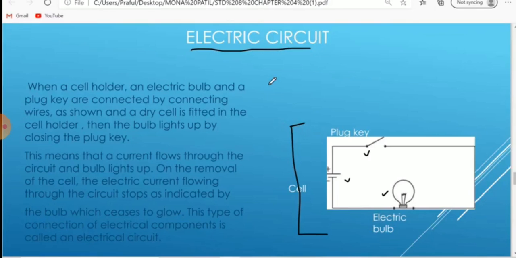On the removal of the cell, the electric current flowing through the circuit stops, as indicated by the bulb, which ceases to glow. This type of connection of electrical components is called an electrical circuit.